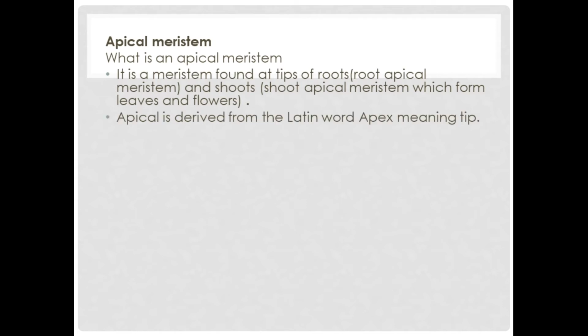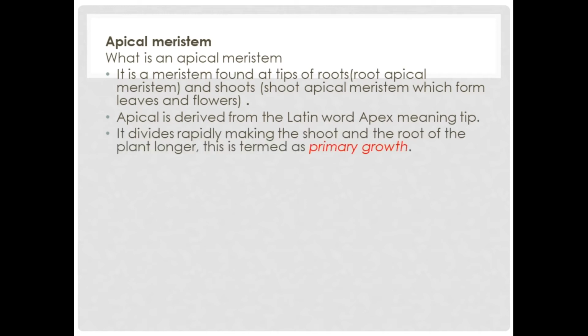The word apical is derived from the Latin word apex, which simply means a tip. It divides rapidly, making the shoot and the root of the plant grow longer. This is termed primary growth. So apical meristems result in the primary growth of a plant.